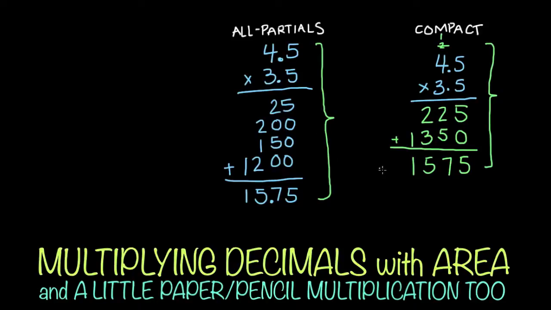One way to know is to just estimate in your head. 4 1/2, let's say that's 5. Round it up to 5. 3 1/2, that's about 4. 5 times 4 is 20. Which is closer to 20? 1 575 thousandths? 15 75 hundredths? 157 5/10? Only 15 75 hundredths makes sense.